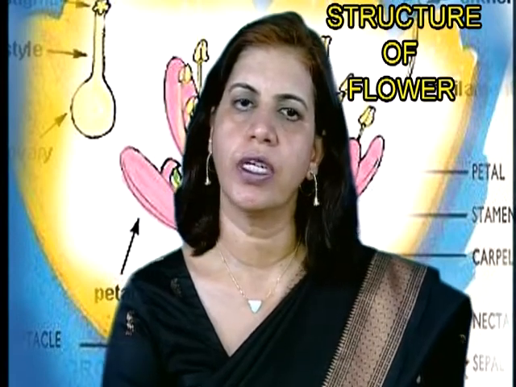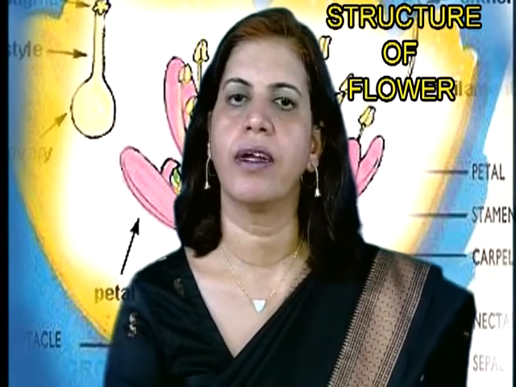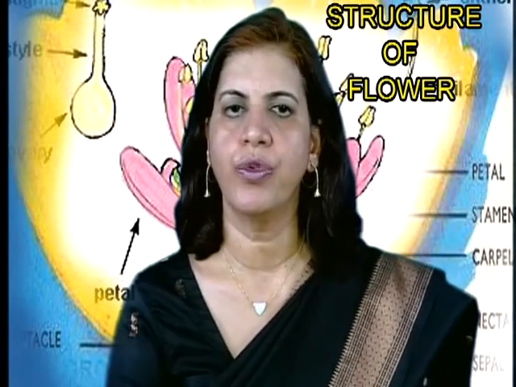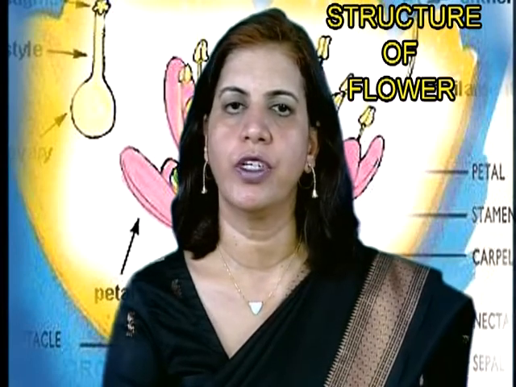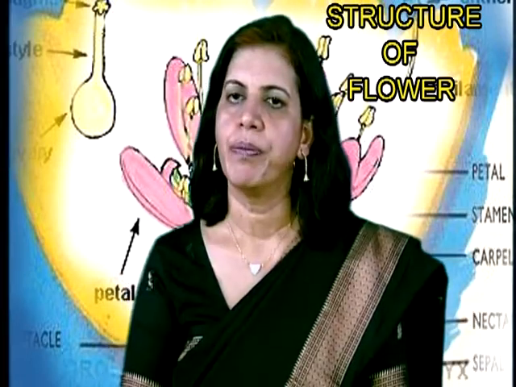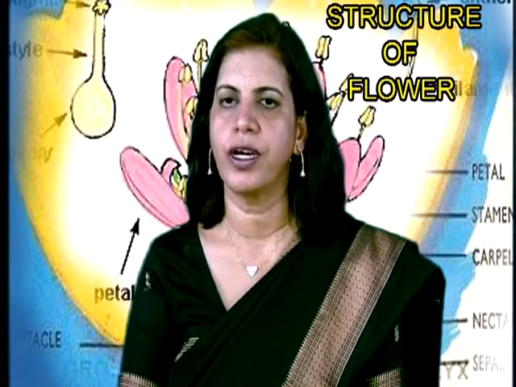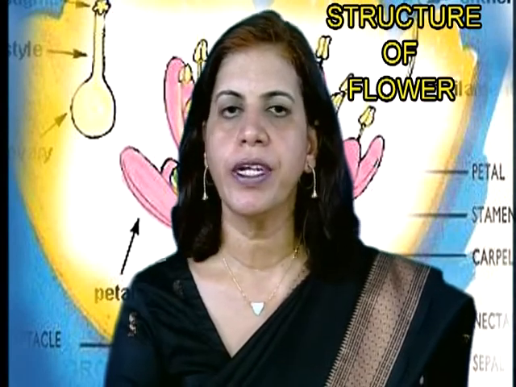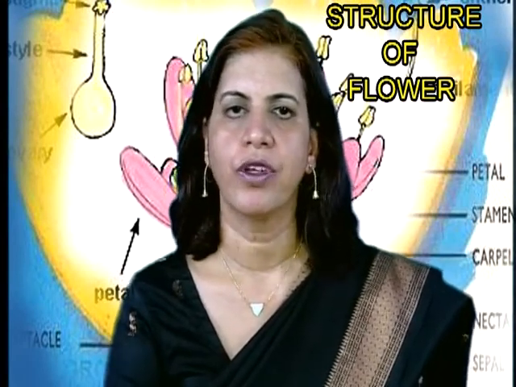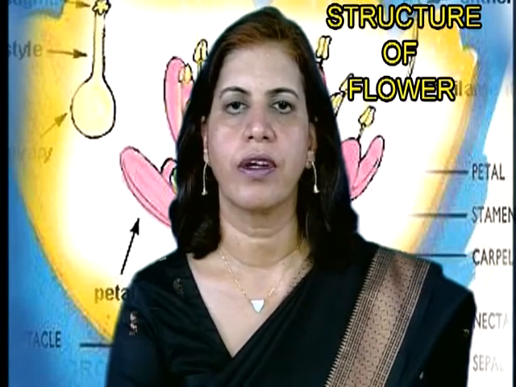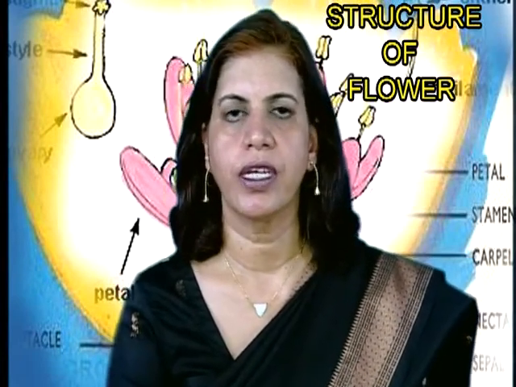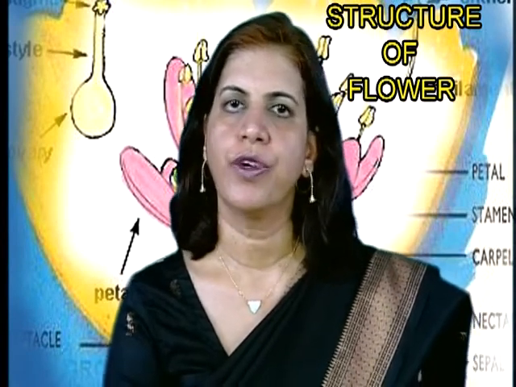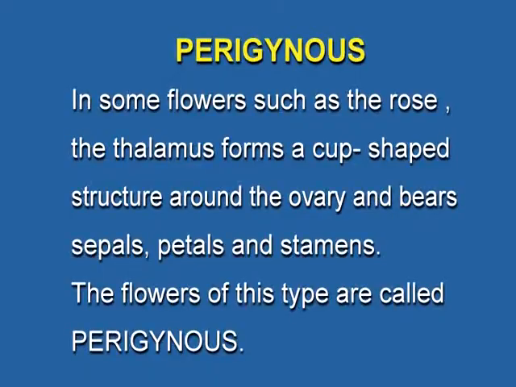So, placentation is the method, the manner in which the ovules are developed on a special tissue, the placenta. Now, depending on the arrangement of floral organs on the thalamus, flowers are classified into three categories: hypogynous, perigynous and epigynous. So, first of all, let us talk about perigynous.